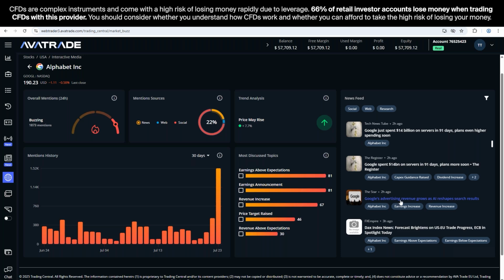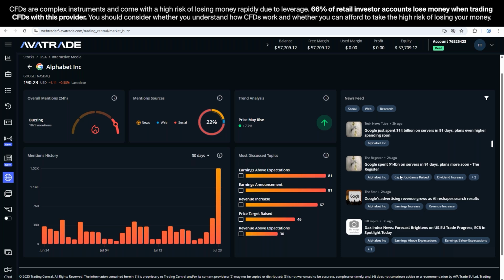Google's advertising revenue grows as AI reshapes search results. So their advertising revenue, meaning they make money by people paying them to advertise their products on Google. Google's search engine is bringing in a ton of advertising revenue. It's growing as AI is reshaping search results. So AI is helping them be more profitable, is basically what that headline is saying. Again, it sounds like positive news.